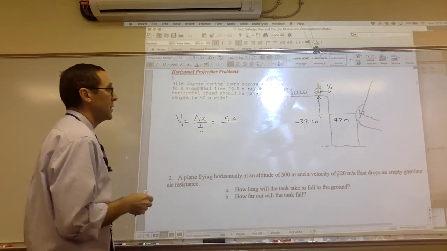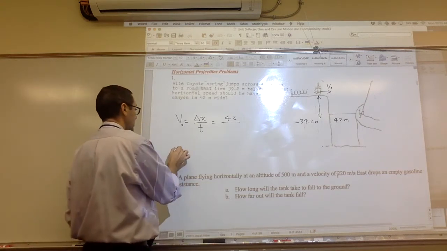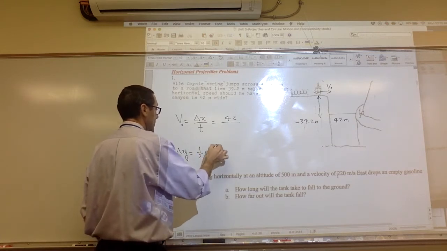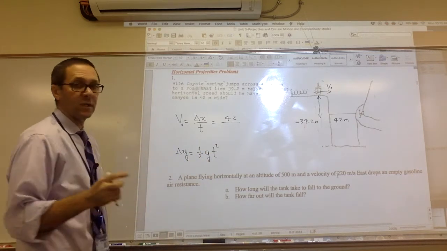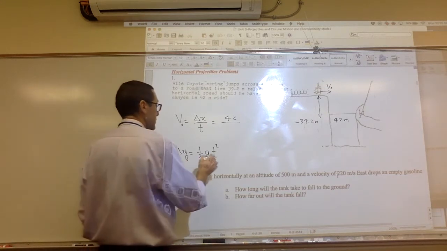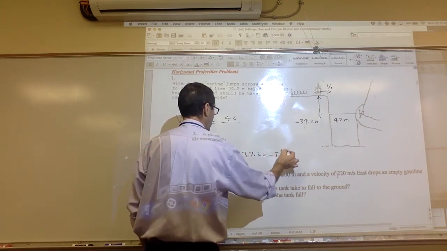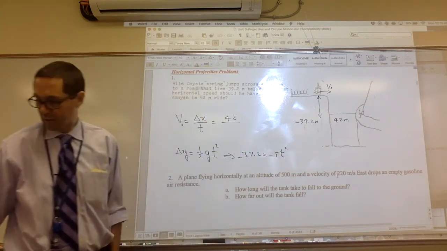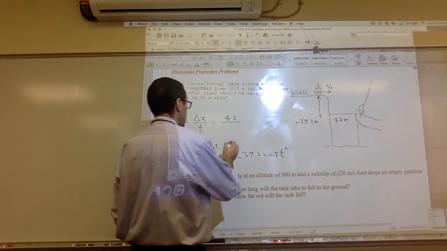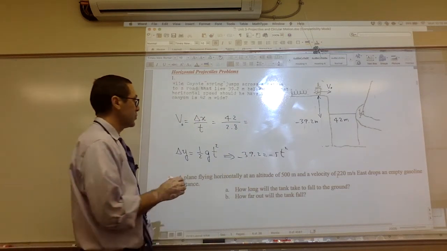Now, if you don't have time, you have to go to the y direction and get the time. The equation you're going to use most of the time is delta y equals 1/2 gt squared. Keep in mind that the initial velocity in the y direction is 0. So this is going to be negative 39.2 equals negative 5 t squared. And you get a time equal to 2.8 seconds. And you should get an answer of 15 meters per second.